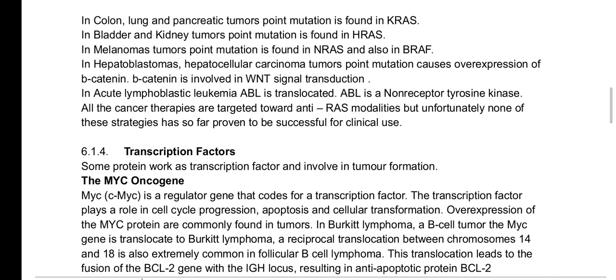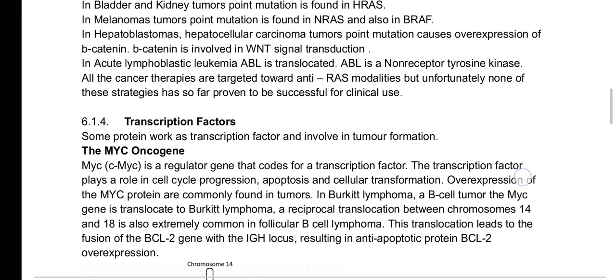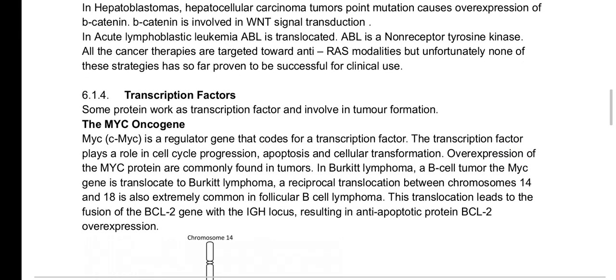In colon, lung and pancreatic tumors, point mutation is found in KRAS. In bladder and kidney tumors, point mutation is found in HRAS. In melanomas, point mutation is found in NRAS and also in BRAF. In hepatoblastomas and hepatocellular carcinoma tumors, point mutation causes overexpression of beta-catenin. Beta-catenin is involved in WNT signal transduction. In acute lymphoblastic leukemia, ABL is translocated. ABL is a non-receptor tyrosine kinase.